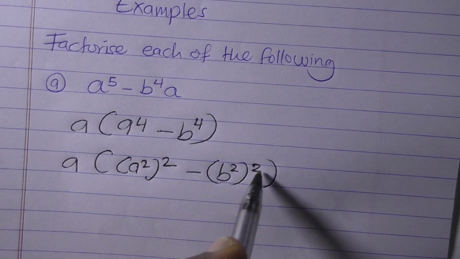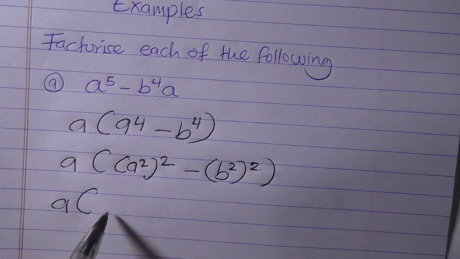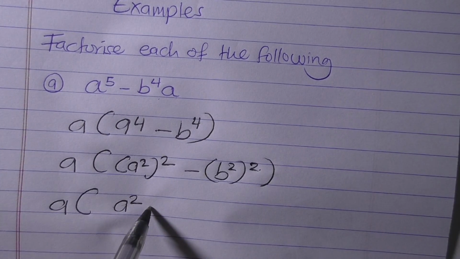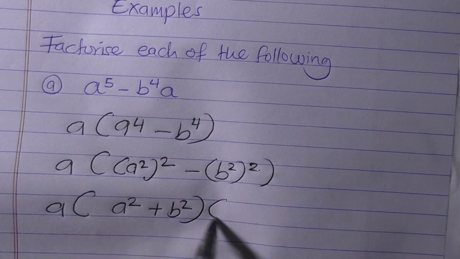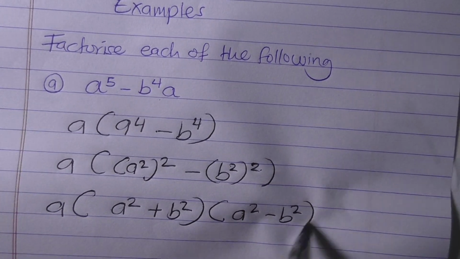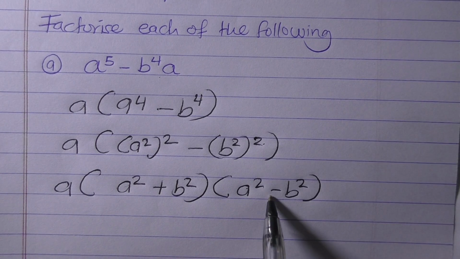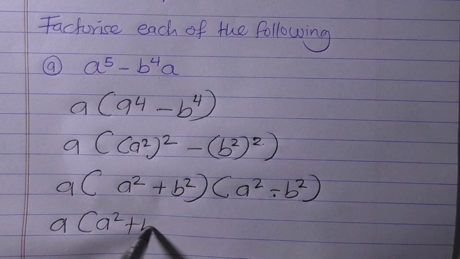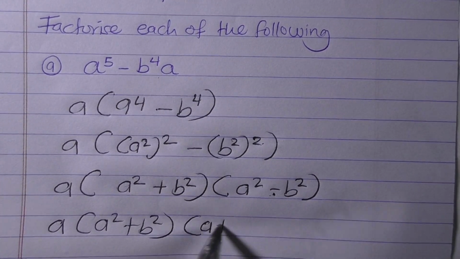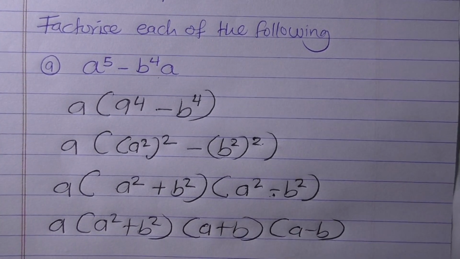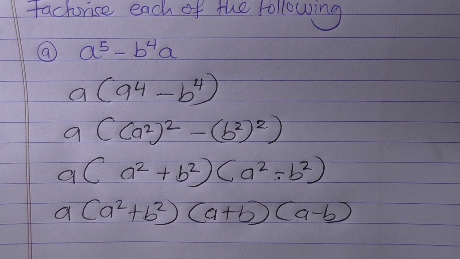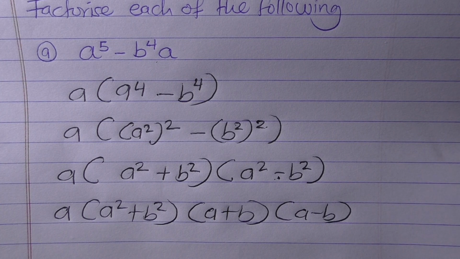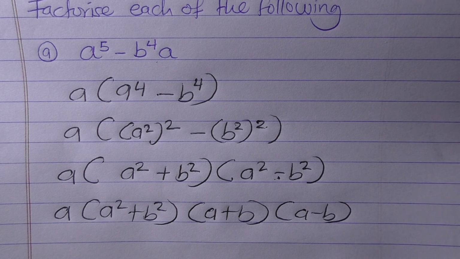So if we consider the outside powers, that gives us a into a squared plus b squared and a squared minus b squared. Then we can further factorize this to give us a squared plus b squared into a plus b and a minus b as our final expression for that. So that is how we deal with the difference of two squares involving power 4. Let us look at more examples on that.